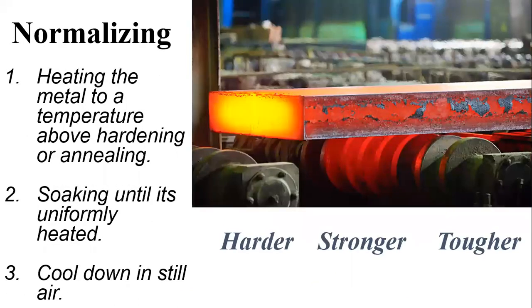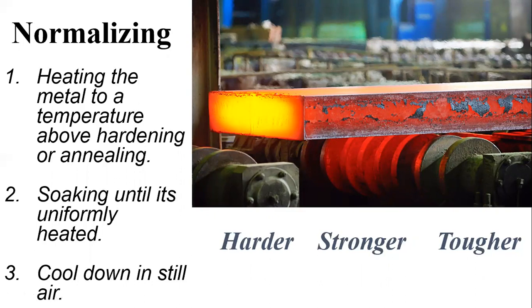Next one is normalizing. Normalized steels are harder and stronger than annealed steels, and tougher. If you normalize a metal piece, it will be harder, stronger, and tougher. Don't forget that, okay? Steel is much tougher in the normalized condition than in any other condition.